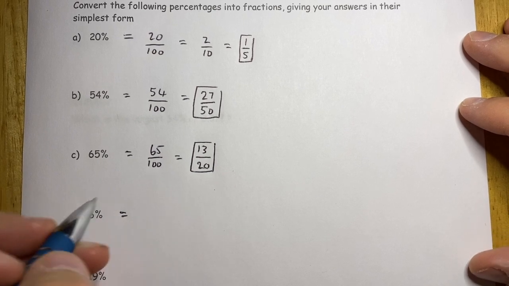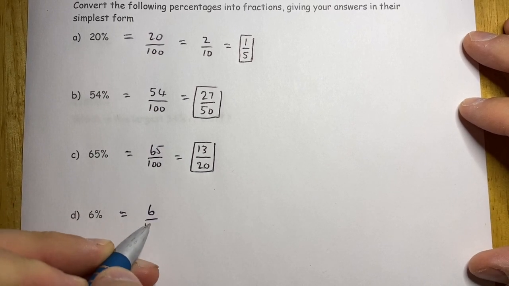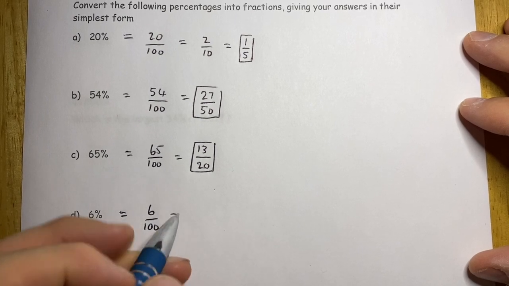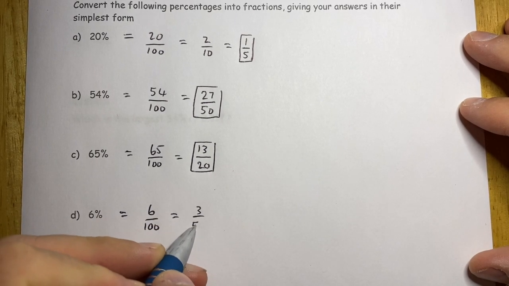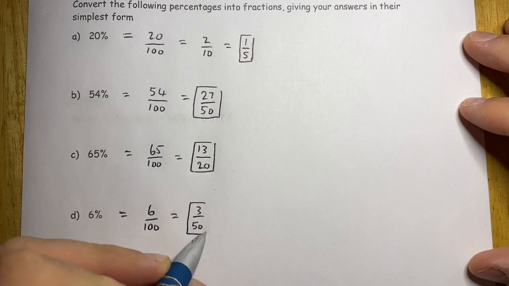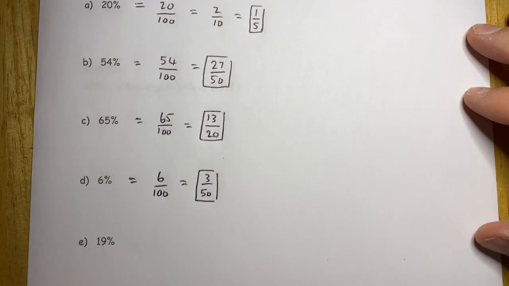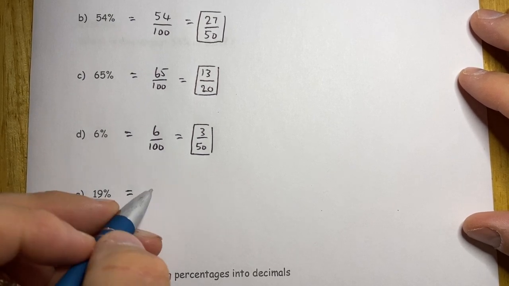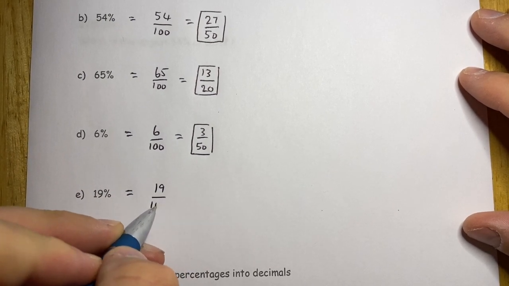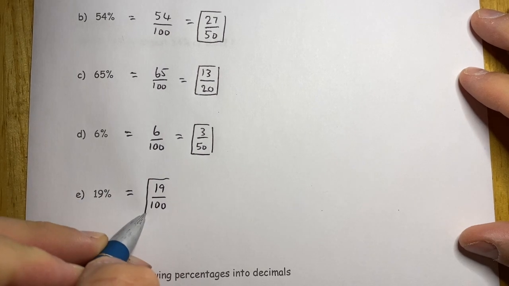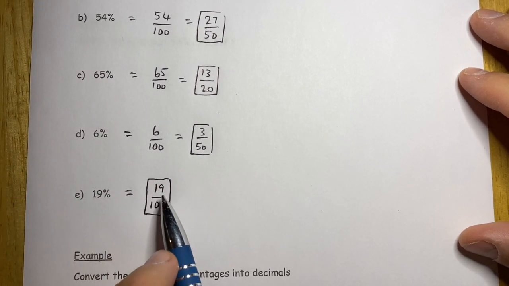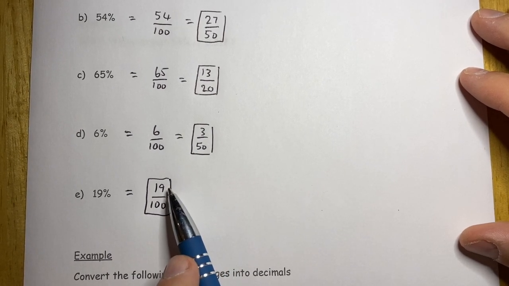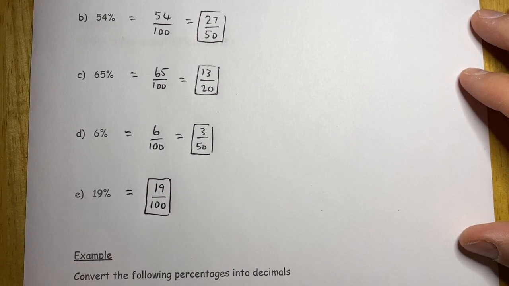Again, 6% can be written as 6 over 100. Both even numbers, so I can divide by 2, divide by 2. 19% can be written as 19 over 100. That can't be cancelled down because 19 is a prime number. It only has 2 factors, 1 and 19, and 19 doesn't go into 100.